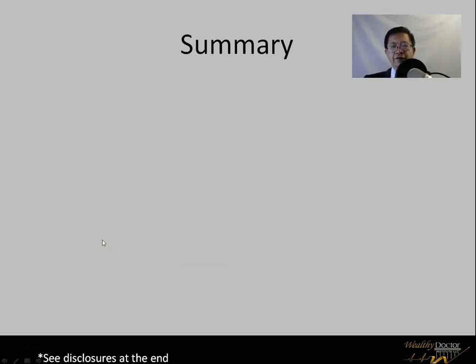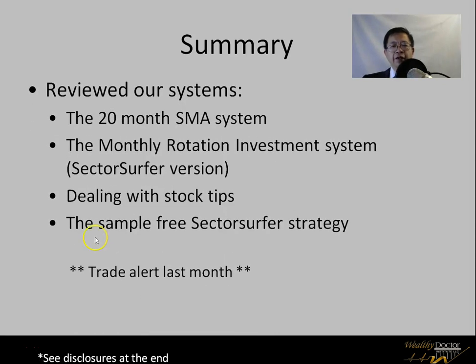So in summary, in this video we reviewed our systems, including the 20-month moving average system, the monthly rotation investment system, at least a Sector Surfer version, dealing with stock tips, and then reviewing the sample free Sector Surfer strategy. Remember, last month there were trade alerts. If you did not place your trades last month, it's kind of hard to say what to do this month so far, because now we're dealing with old signals. And so that means if you received a trade alert last month, you probably received an alert to just wait this month if you haven't acted on last month's trade alert.